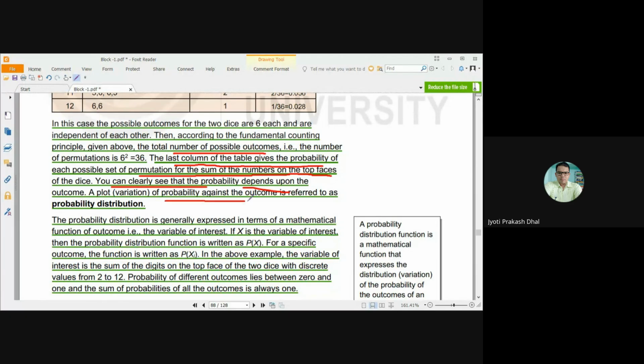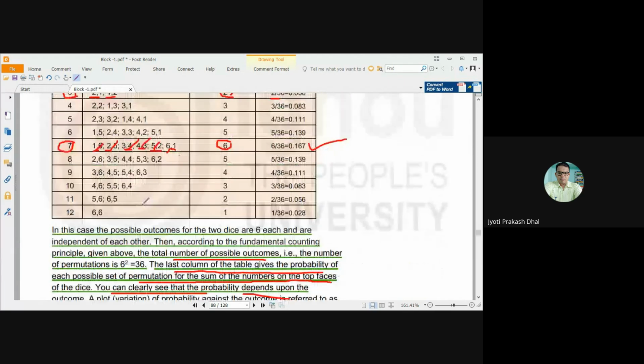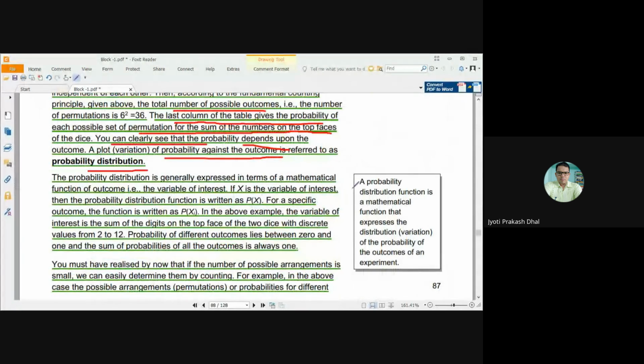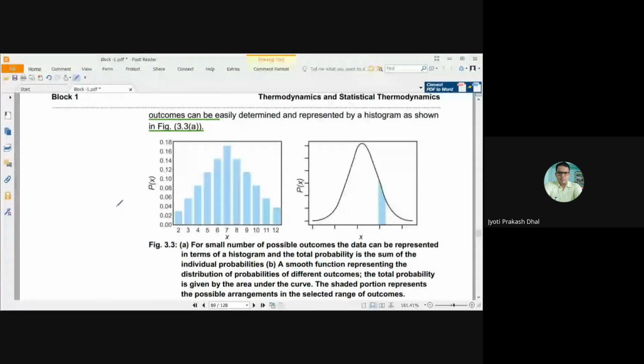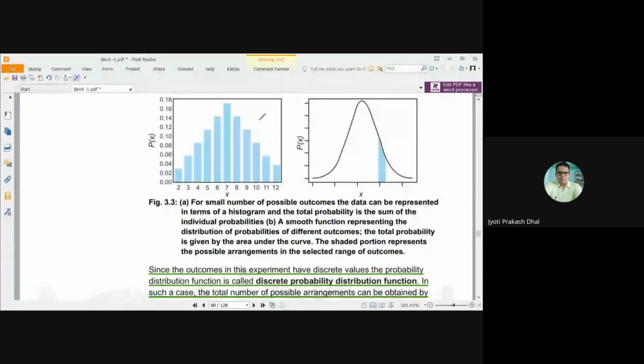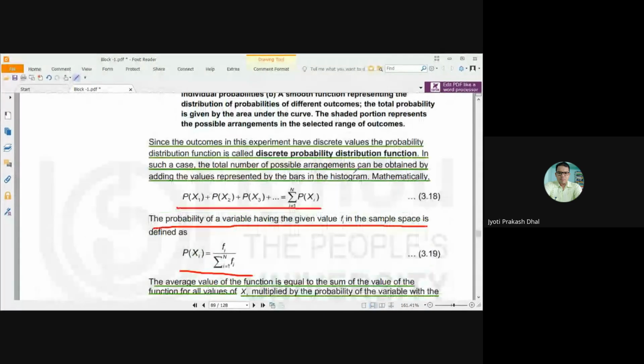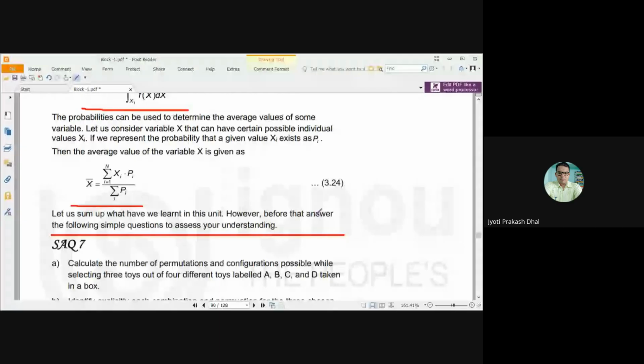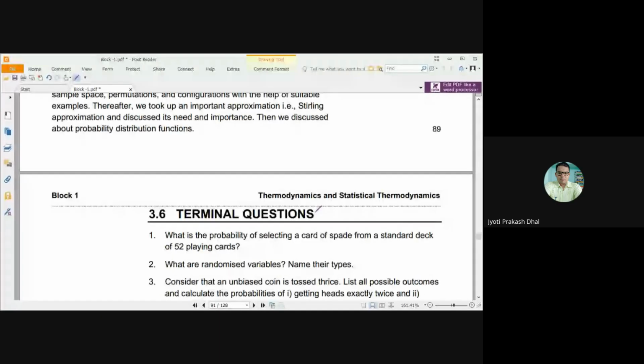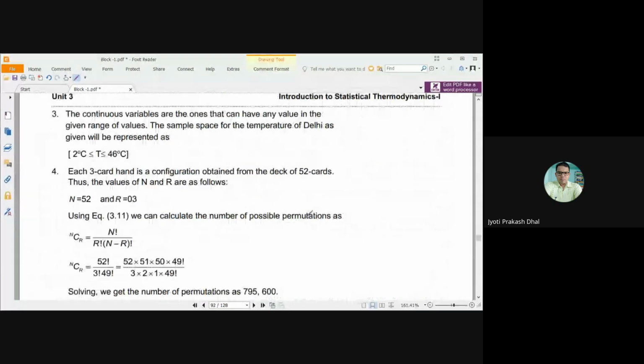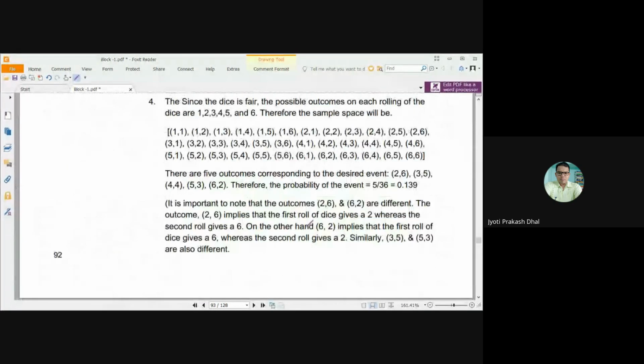A plot of the probability against the outcome is known as the probability distribution curve. So if you draw a graph, that is called the probability distribution curve, and it will look like this. This is for the summation 7, which will be the highest probability. Yes, this is the figure you can see for 7, the highest probability. So now these are the questions. You should go through these questions.